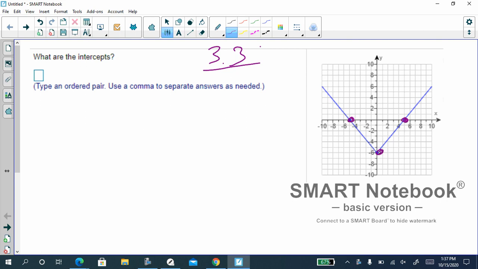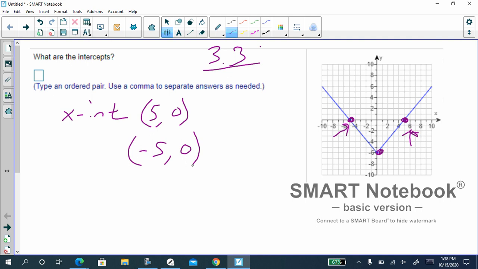So the x-intercepts are, if we describe that ordered pair, it's to the right 5, but it's not up or down any. If we describe this one, that's to the left 5, but it's not up or down any. This is something that's true of all x-intercepts. The y-coordinate is 0. If we're not up or down any, then we're on the x-axis, and the y value is 0.